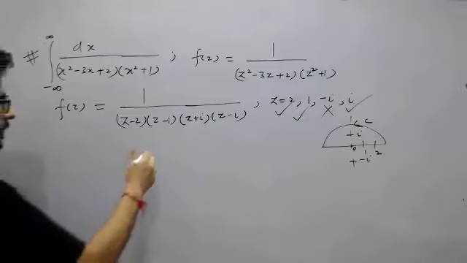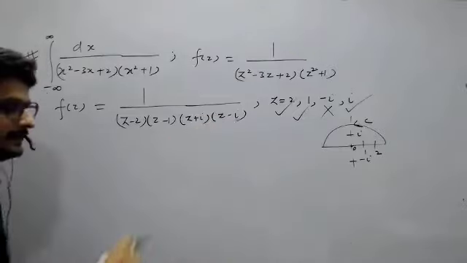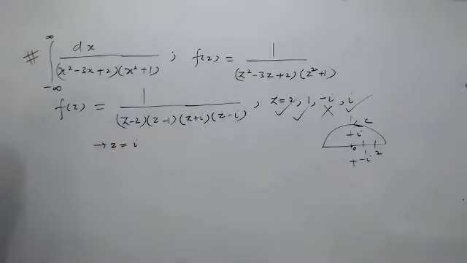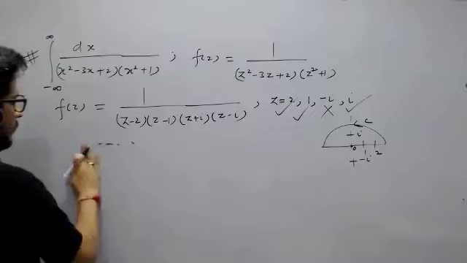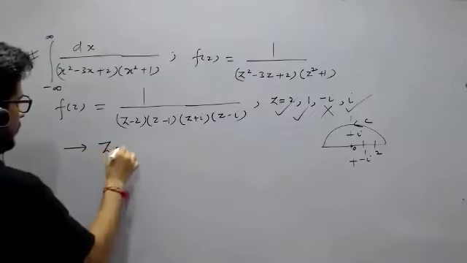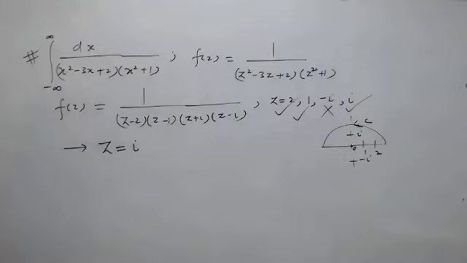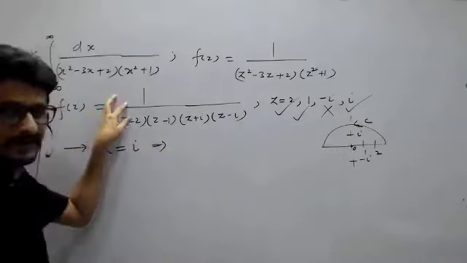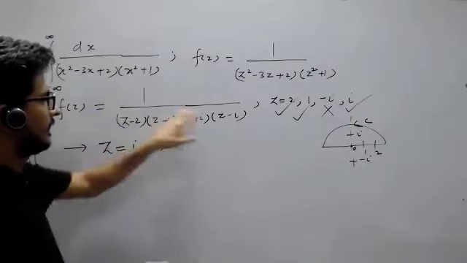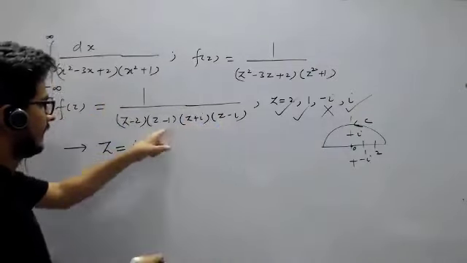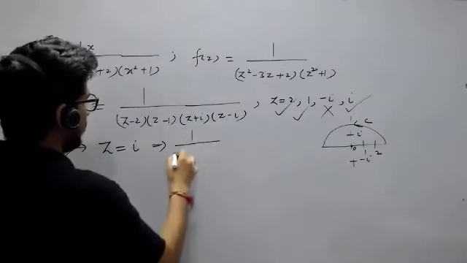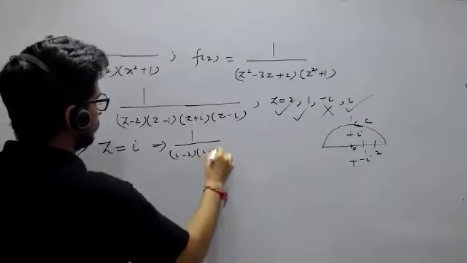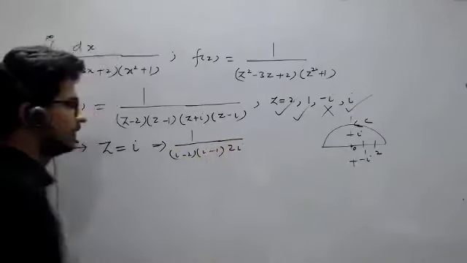And now let us quickly calculate for z is equal to iota. First of all, z is equal to iota. So what will be the residue? If I write z is equal to iota, let us do it mentally: z minus iota will be multiplied, it will be cancelled, and put z is equal to iota. So what you will get? (iota minus 2)(iota minus 1), and 2 iota. Agree with this?